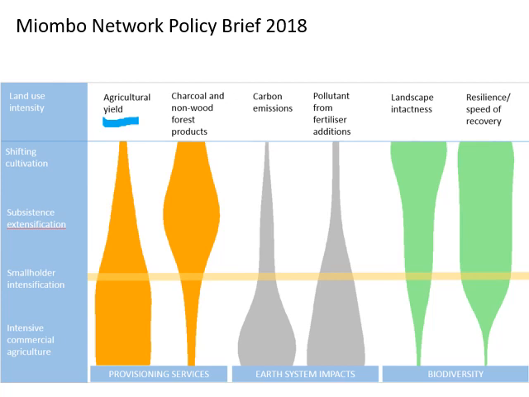And if you look at things like carbon emissions and pollutant from fertilizer additions, so the costs of intensive commercial agriculture are incredibly high, but the benefits in terms of agricultural yield compared with a more intensified smallholder way of farming are not that great. So this image demonstrates how maximizing agricultural yield is at the expense of many other provisioning services, we know that, as well as regulating, supporting, and cultural services.